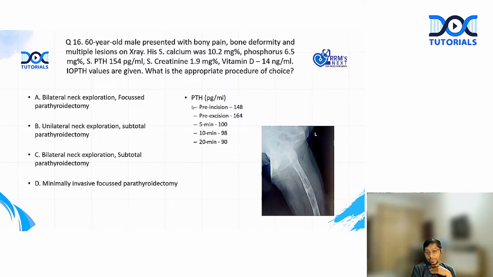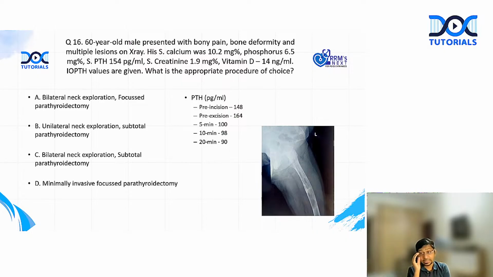So you can see the IOPTH values. Pre-incision IOPTH is 148. Pre-excision is 164. At 5 minutes it is 100, at 10 minutes it is 98, and at 20 minutes it is 90. So when we talk about IOPTH, we need to know what is known as the Miami criteria, or University of Miami criteria. Basically you have to have at least a 50% fall at 10 minutes compared to the preoperative values. That may be either the pre-incision value or the pre-excision value; the highest of these two you have to take. So if you look at the pre-incision 148 and pre-excision 164, we'll take the highest value. So we take 164. By 10 minutes, it should have dropped to at least 82. So here you can see you have not had a 50% drop. It's 98, and even at 20 minutes, it has not dropped to the 50% value.